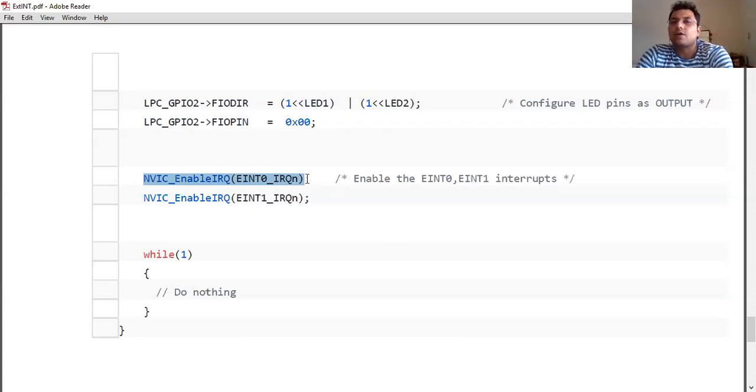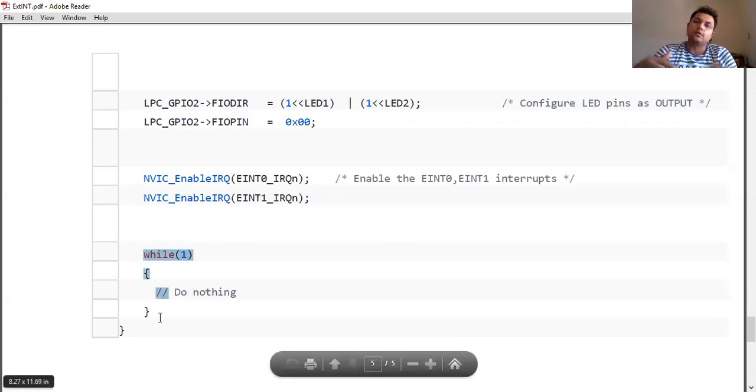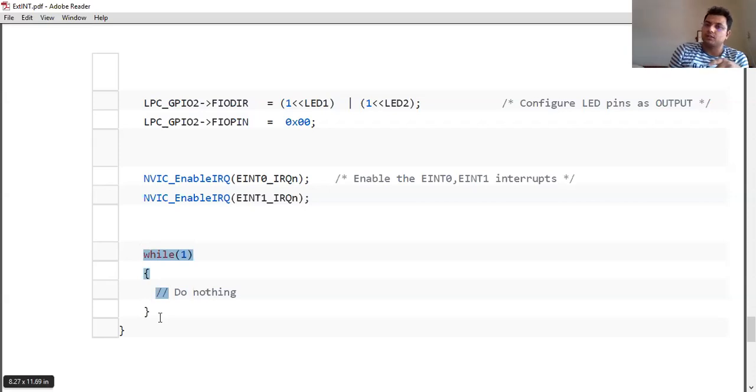So once you have enabled it, both we have to enable. So NVIC enable IRQ. This function is the same, but the argument would differ because we are using interrupt 0 and interrupt 1. So we have to enable both the interrupts. And then we are doing nothing here in the while loop. So your program would always continuously be in this loop.